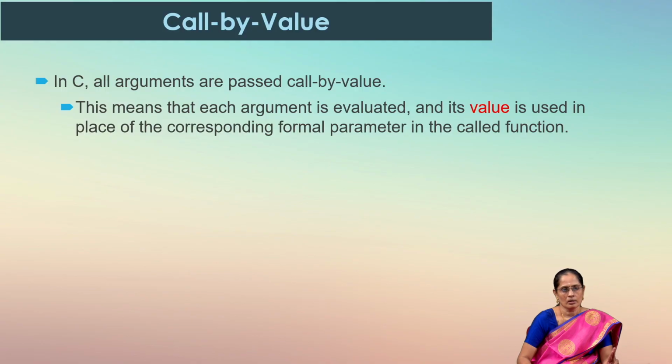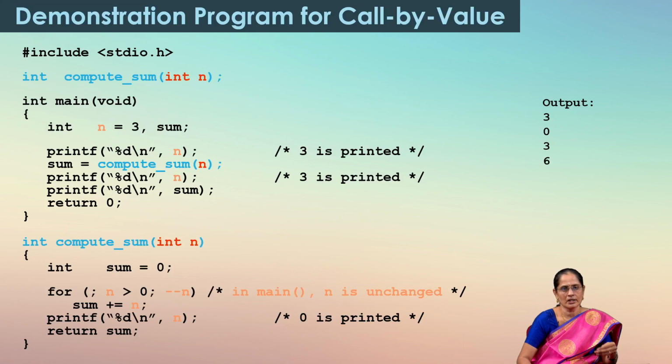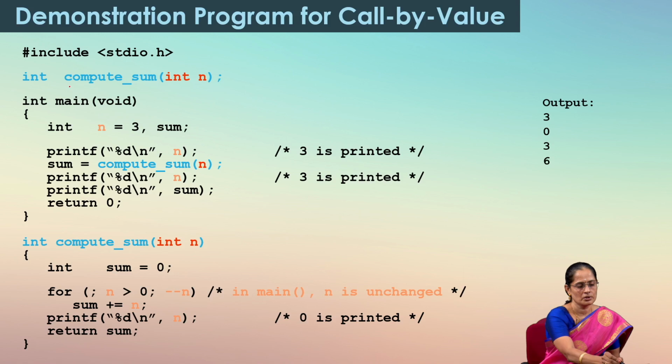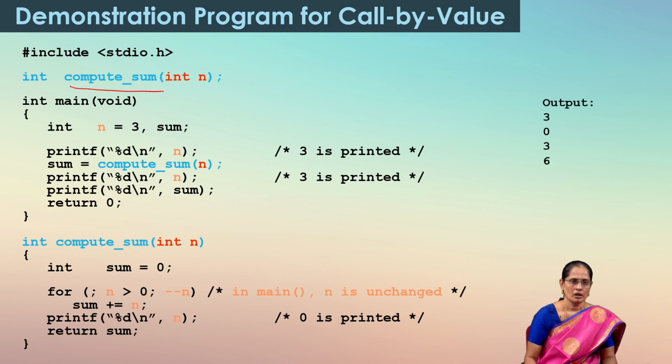The call by value concept is that the value of the actual argument is copied to the corresponding formal parameter in the called function. So, let us see with an example. Here this is a user defined function compute sum which takes one parameter. The parameter which is defined in the function is called the formal parameter, and when the value is supplied from the function call statement, it is called the actual parameter.